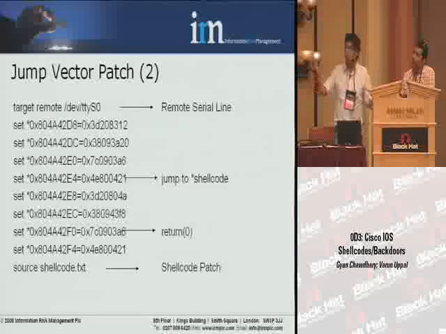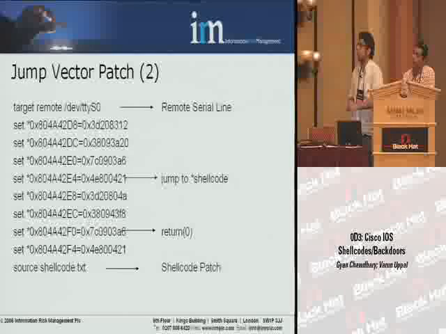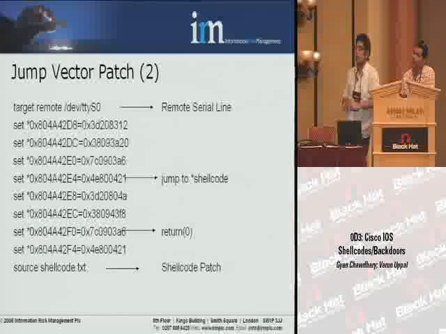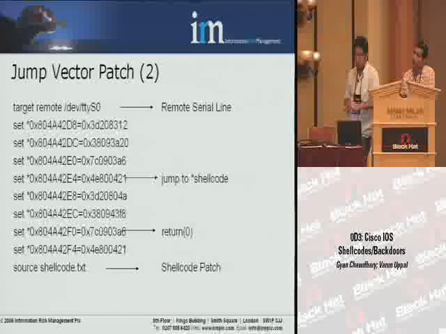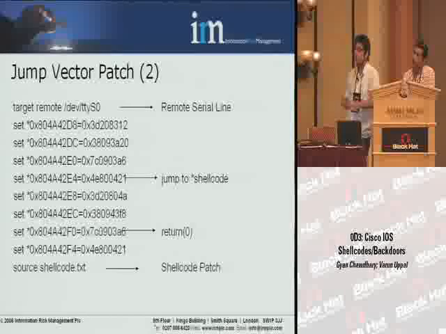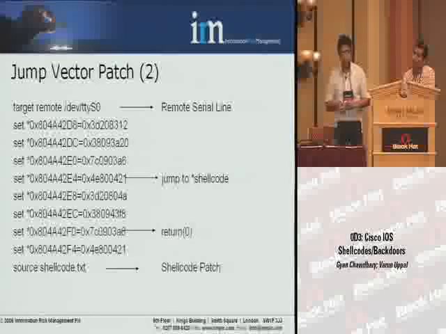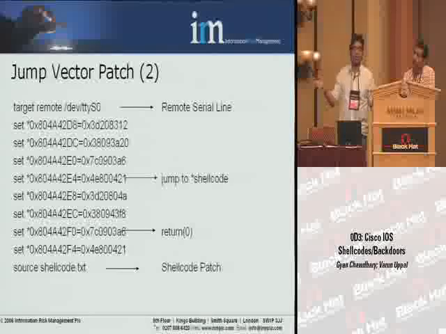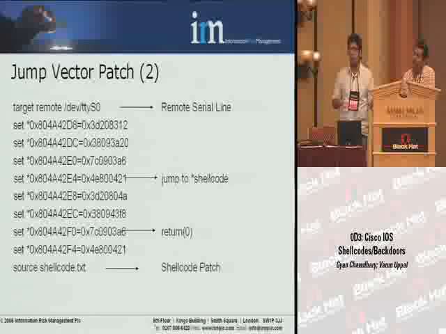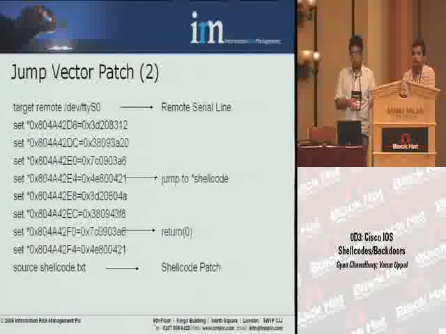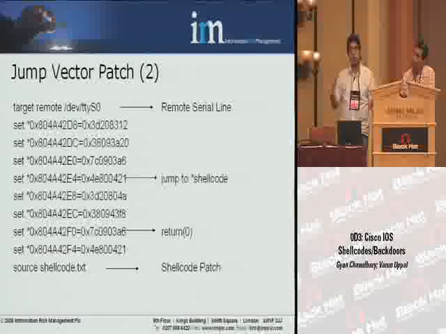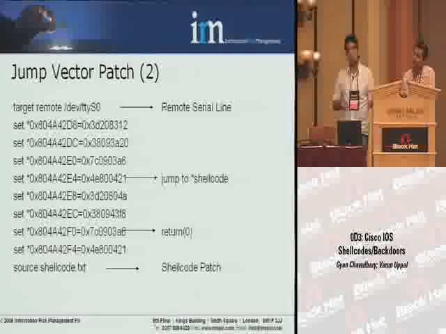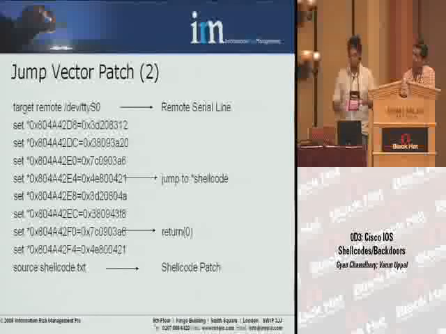If you can see, the first command is the remote serial line that we attach to the GDB. The second bit is the actual code that we use to jump to our shellcode, and then there's a return function where once the shellcode has done executing, it will jump back to this return, and it will start working normally again. The router won't crash. And what you see, the source shellcode.txt, is actually the shellcode itself, which will be passed to the router, which will override the memory.